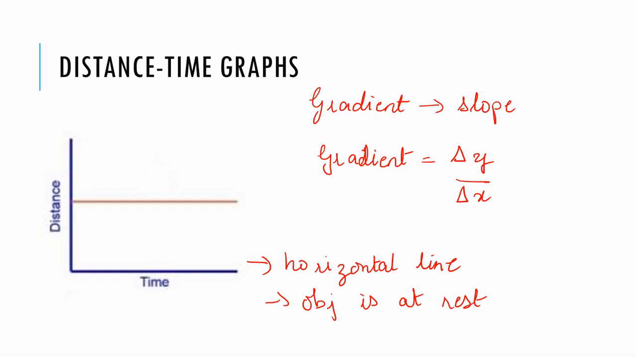This means that suppose this is 1 second, this is 2 seconds, this is 3 seconds, and this is 4 seconds. Alright. So at 1 second, we have this value of distance. At 2 seconds, we have the same value of distance. At 3 seconds, the same value, and at 4 seconds, also the same value. Time is passing, but the object is not covering any distance. Hence, the line is horizontal. It shows that the object is at rest. Now, let us move on to the next slide.